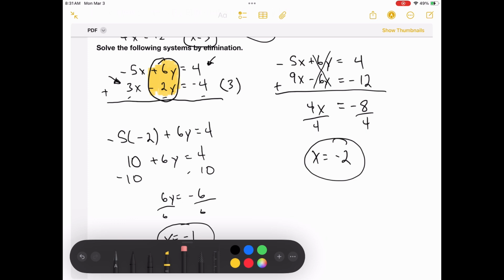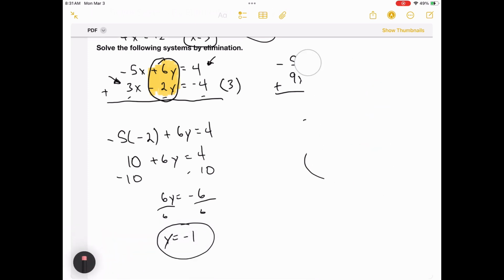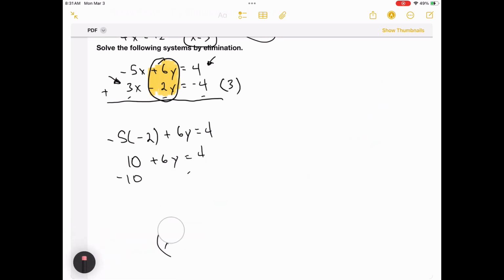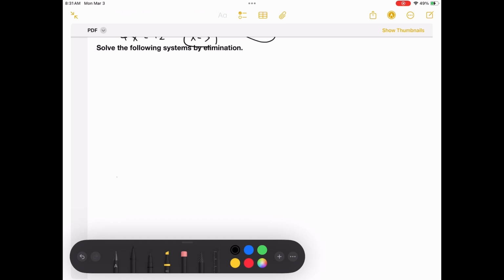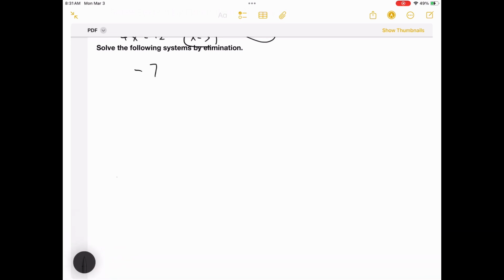But not all the time can you just multiply one equation. We'll look at one right now that's a little bit trickier. So, all right, the next one we're going to do is negative 7x plus 2y equals negative 15. Here we've got 3x plus 7y equals negative 25.